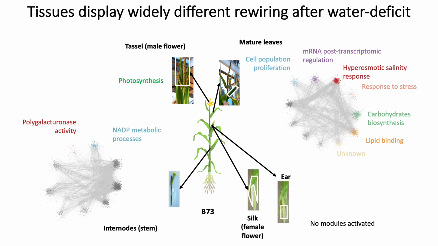Using the model line B73 and samples from 7 tissues collected at male flowering in 2 different watering conditions, control and water deficit, we inferred the gene regulatory network for each tissue and condition combination, and we compared for each tissue the control network with the water deficit network. The tissue for which we found the most dramatic rewiring after water deficit was mature leaves.